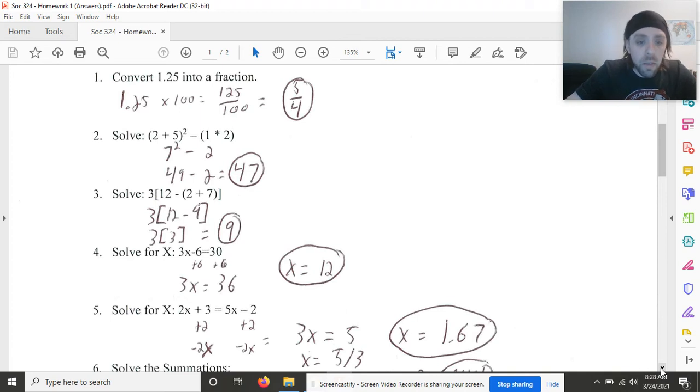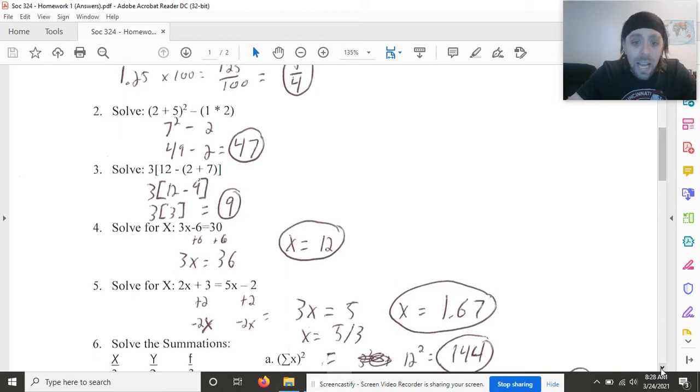Solve for x. 2x plus 3 equals 5x minus 2. The basic algebra commands here, again, we want to put our knowns on one side and our unknowns on the other. So on the right side, I added 2 to remove that from the equation, and added 2 to the left side. So I am left with 2x plus 5 equals 5x. Then I could subtract 2x from the left side and subtract 2x from the right side, which leaves me with 3x equals 5. So x there equals 5 divided by 3, or 1.67. You could have presented that as a fraction, and you would be just fine as well.